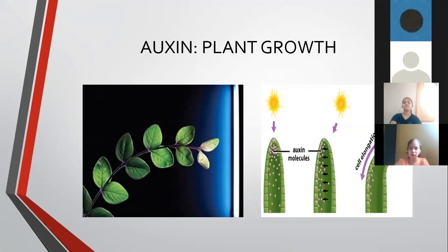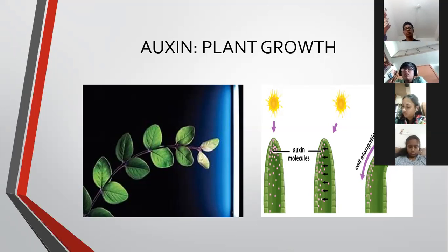Yes, ma'am. My question goes to Dishita. Dishita, what is the main function of auxin? Auxin is present on the root and shoot tip and it helps in growth of the plant. And more precisely, we can say that it helps in cell elongation. Yes, growth, that too cell elongation.